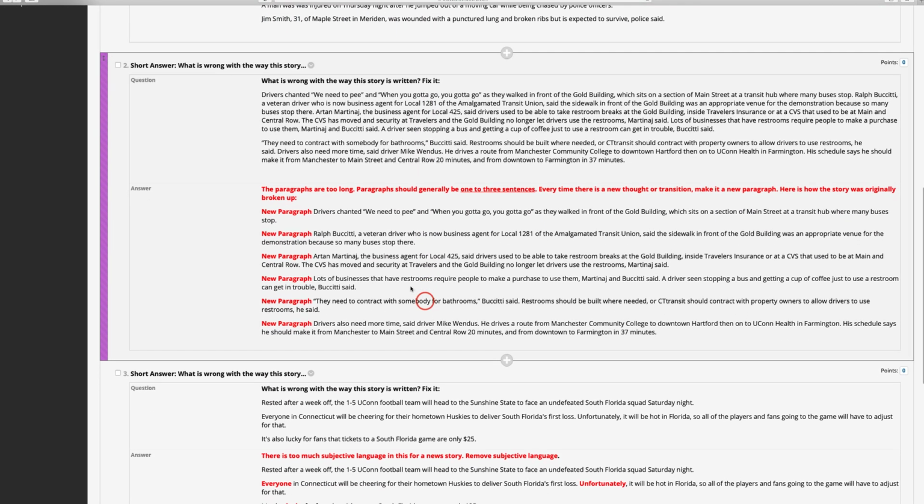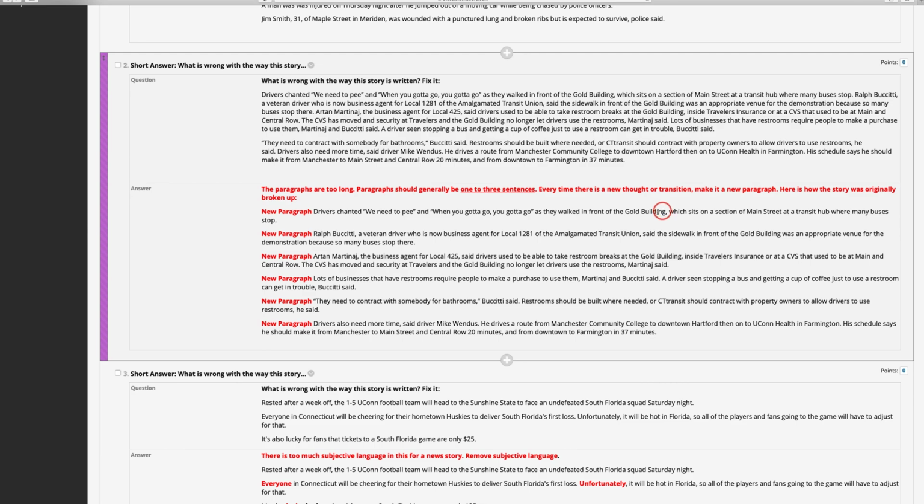Okay, number two here. We take a look at here. Automatically, what do I see? The paragraphs are way too long. Paragraphs should generally be 1 to 3 sentences. That's a guideline. Sometimes you can break that, but 1 to 3 is your zone. And this one definitely can be broken up. So every time there is a new thought or a transition, make it a new paragraph.